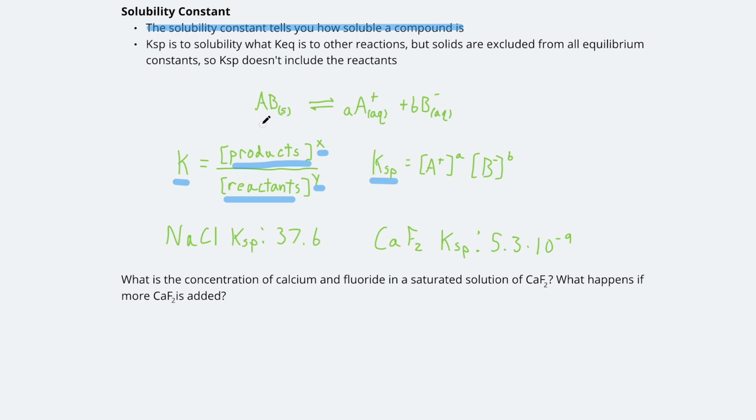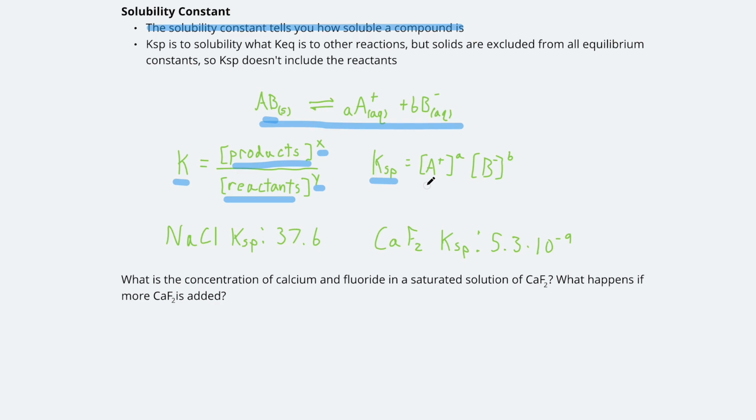And that's because if you look at this reaction at the top, which is just an example of a typical solubility reaction, the reactants are a pure solid. So then the pure solid gets excluded from the equilibrium constant. So KSP is basically just equal to the products raised to the power of their coefficients. And that's why you never see a denominator whenever you're dealing with KSP. And what KSP is telling you is the maximum amount of a substance that can dissolve.